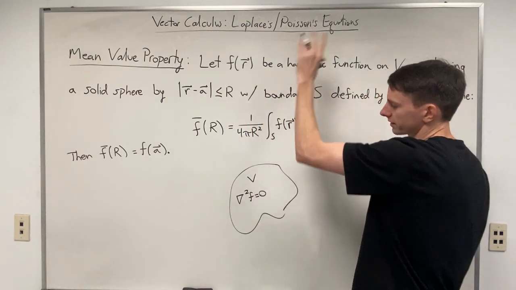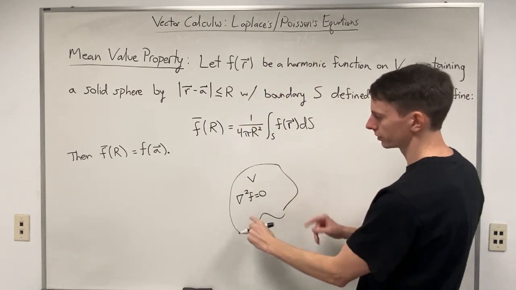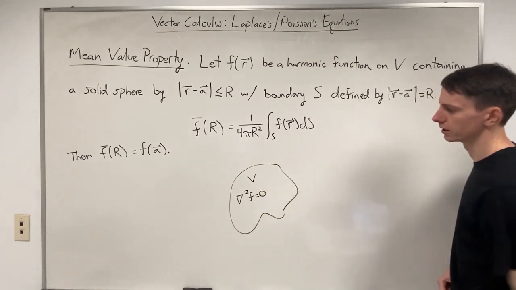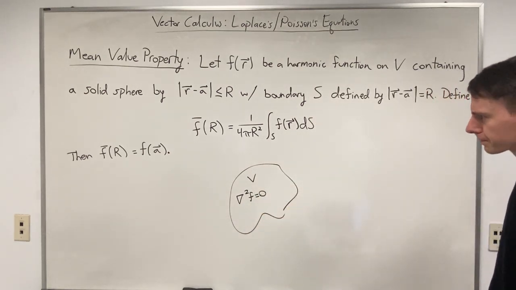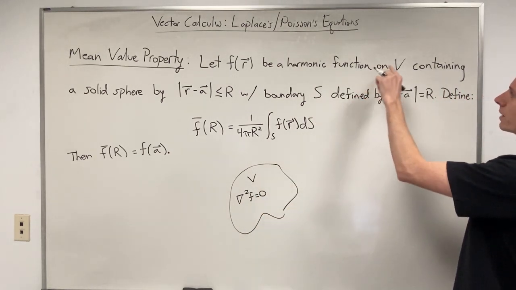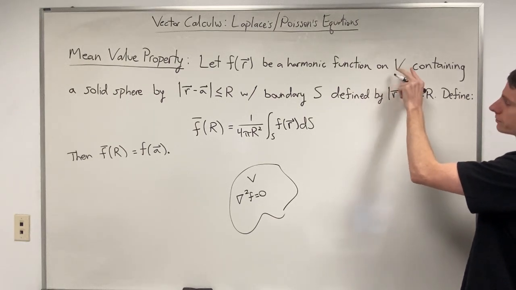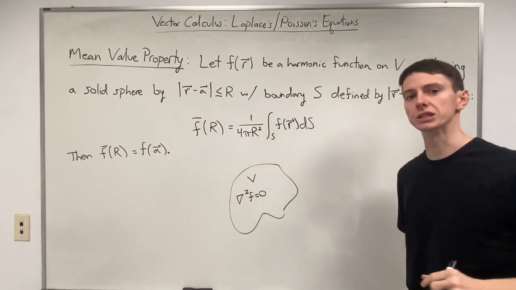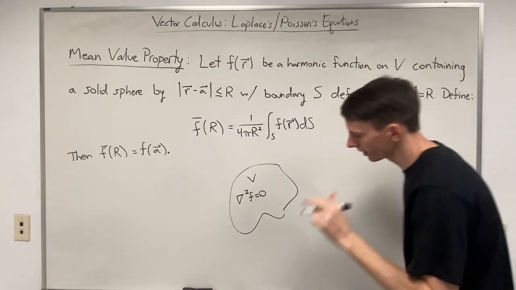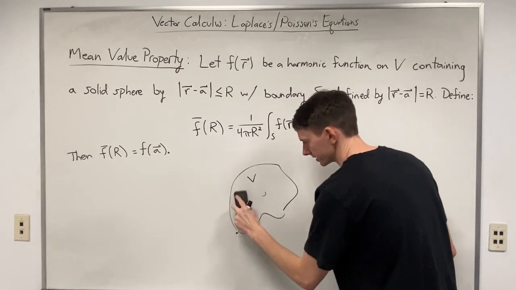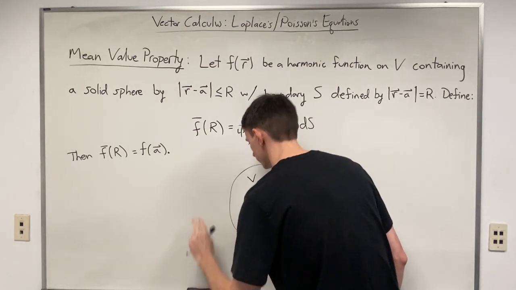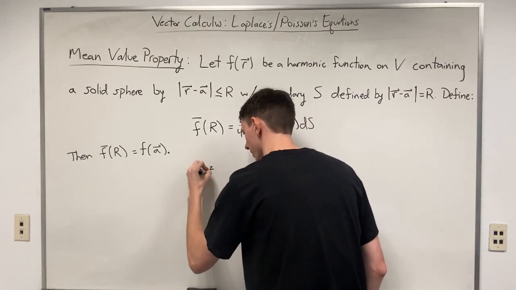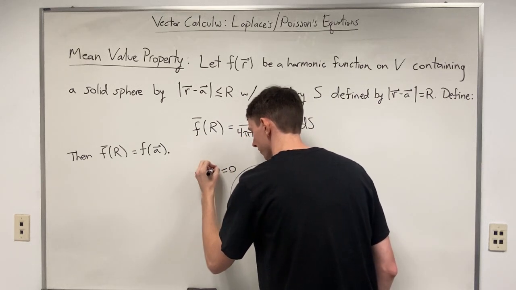But the fact that f is harmonic means that within this volume V, the Laplacian of f is equal to 0. Now, it says that within this volume V, this volume contains a solid sphere given by this equation right here. So what that means then, I'm just going to erase this. Hopefully we know that within the volume V, nabla squared of f is 0.